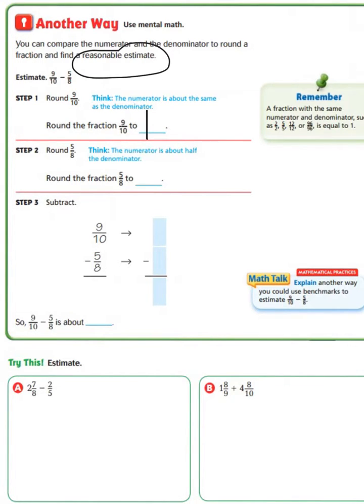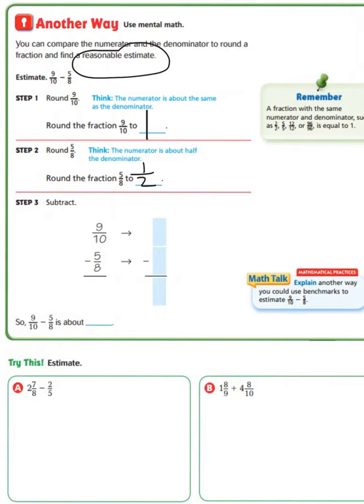Now let's look at our next fraction. It says to round 5/8, and we're going to think to ourselves, the numerator is about half the denominator. We know that half of the denominator would be 4. 5 is just one step away from 4, so we would round the fraction 5/8 to 1/2.